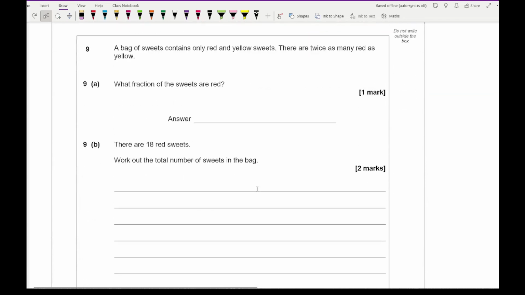Moving on to question 9, it says that a bag of sweets contains only red or yellow sweets. There are twice as many red sweets as yellow. What fraction of the sweets are red? Well, if I write down red and yellow, and make up a number, let's say there are 2 red sweets, then there are half as many yellow ones, so that's going to be 1, and then we want to write this situation as a fraction. If I decided I could have 20 and 10, then the fraction for red is going to be 20 out of 30, or 2 over 3, and there is my simplified fraction.